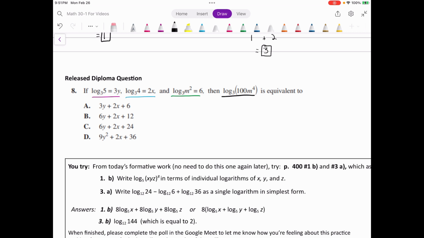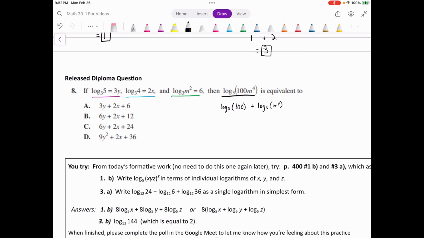Well, let's think about that, because essentially our goal here, we do know stuff about these, so we're trying to make them show up in our equation. So how can we make 100 m to the 4th look like those so that they show up in our equation? Well, first, let's just split up. We've got constants, right? 5 and 4, and then m squared. So maybe I'll start there. Let's just split this up into log base 3 of 100 plus log base 3 of m to the 4th.